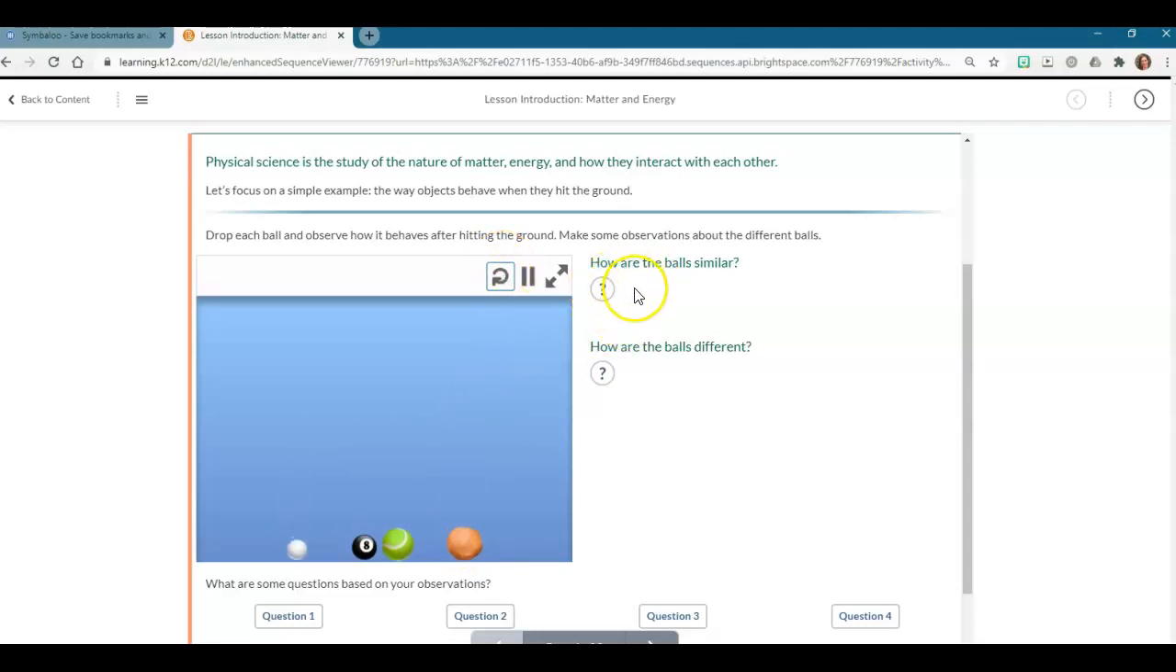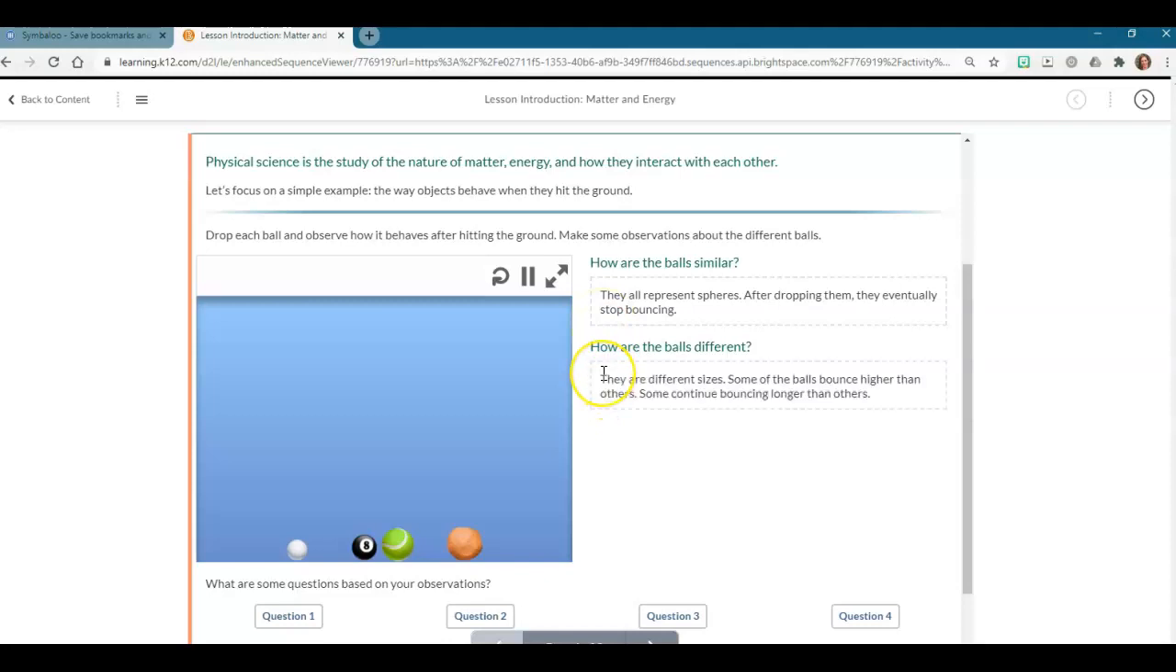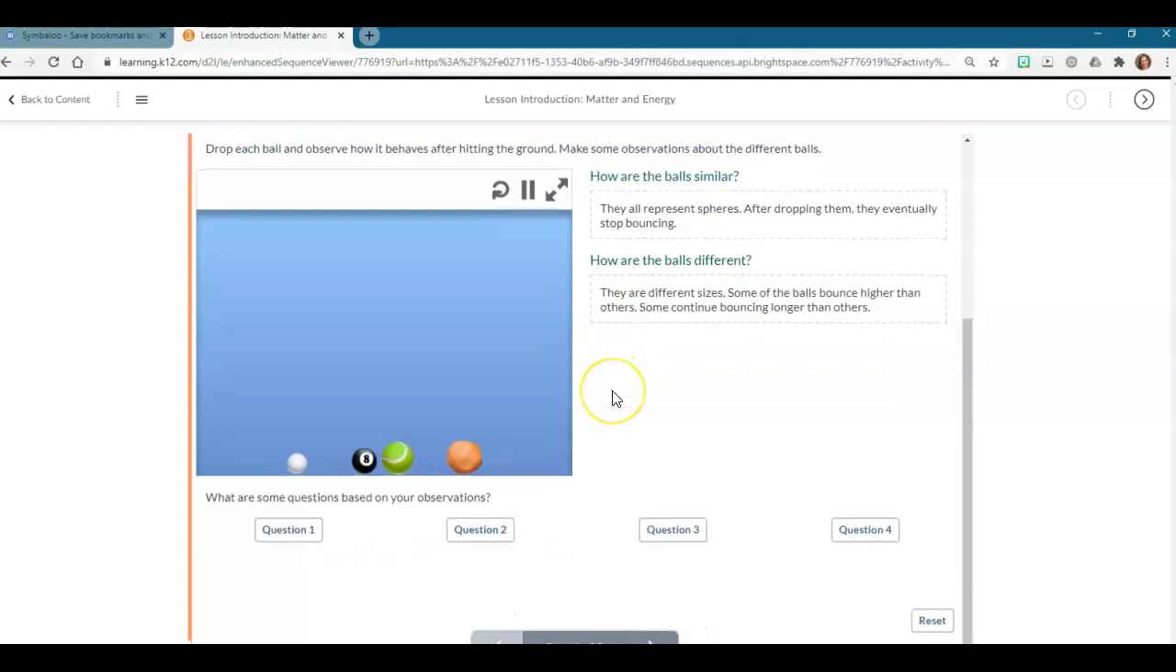So how are these objects similar? Okay, we know they're round, they're ball shaped, spherical. So after dropping them, they all eventually stop bouncing. We know that some take longer than others. And how are they different? So we know they have different sizes. Some bounce higher, some continue bouncing longer than others. So think about what some of your observations were, and see if you can answer these questions.